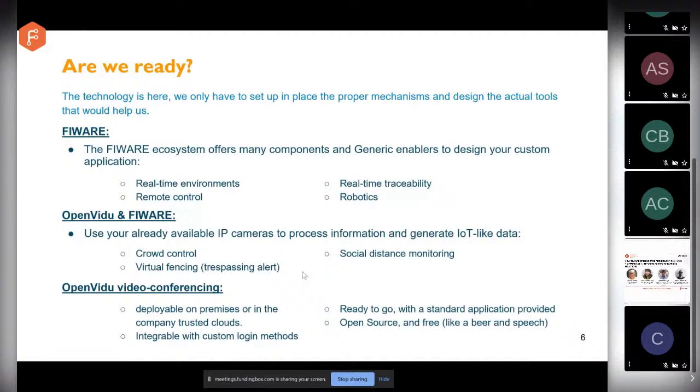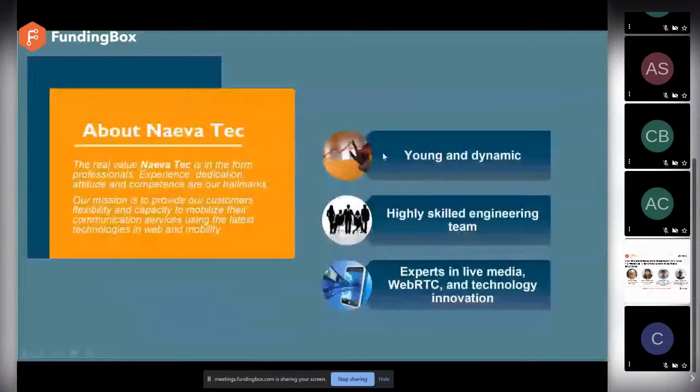From the point of view of video conferencing, what OpenVideo offers is that it is deployable on premises or in a company's trusted cloud, so it won't be using servers that are not trusted by the company. Also, it can be integrated with custom login methods, for example Keyrock, another generic enabler of FIWARE. And of course, in case you are in a hurry, it's ready to go, so you don't need to make your own application, as it has a standard application provided. It is open source and free, like a beer and a speech. So that's what, for me, is best of what we are doing with OpenVideo.